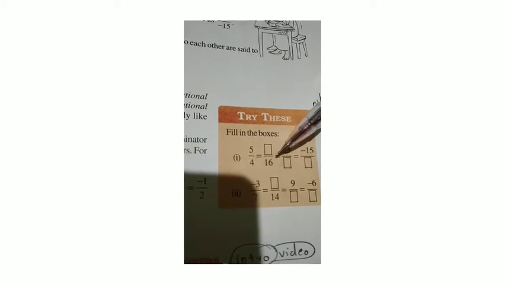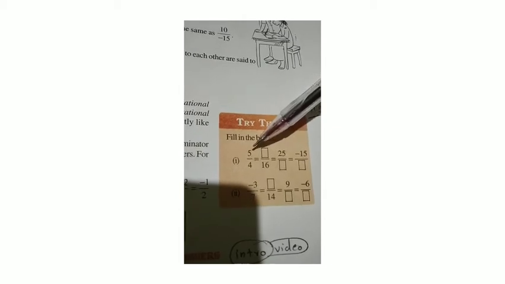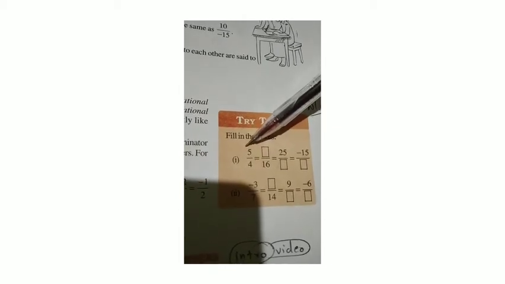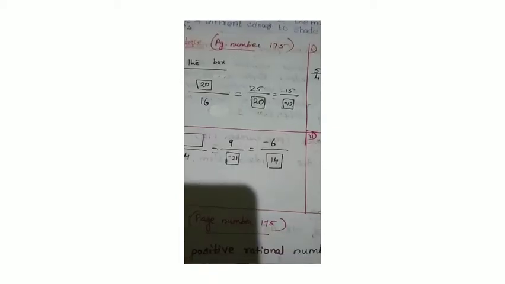Next, we can discuss page number 175. Try these solutions. First question is 5 on 4 equals a blank box, then 16; then 25 on a blank box; then negative 15 on a blank box. We have to fill these blank boxes. We know this is the equal to symbol, and we have to write the equivalent rational numbers of the given 5 on 4.